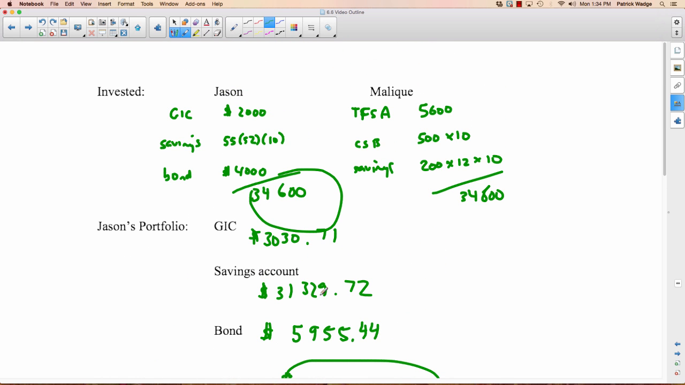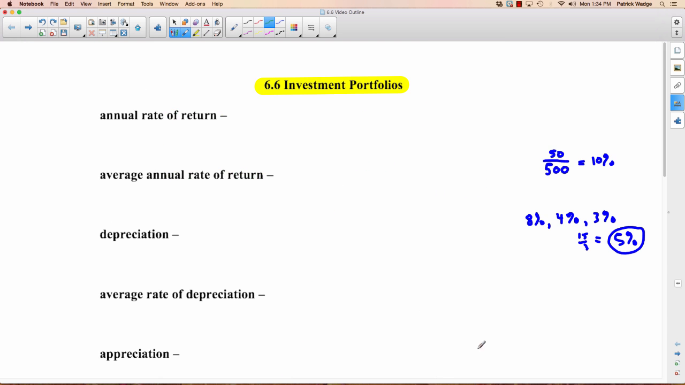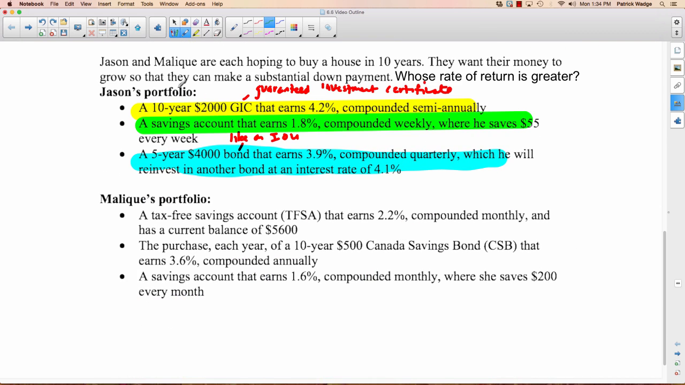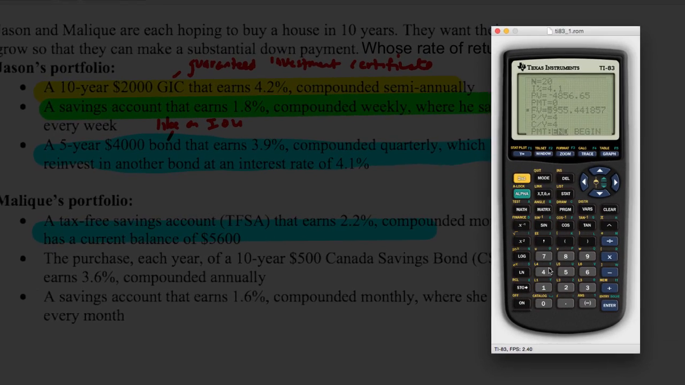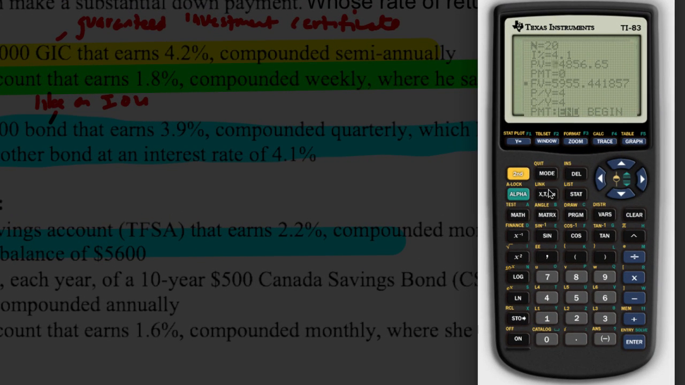Good job. Now we do the same thing again, but this time we do it with Malik's numbers. So we'll start with the TFSA down here, and we're looking at this one. Whoops, should have used yellow, but who cares? No time, we gotta go fast here. So what's she doing here? Compounded monthly, so that would mean over 10 years it'd be 120, 12 times 10. The percentage is 2.2.